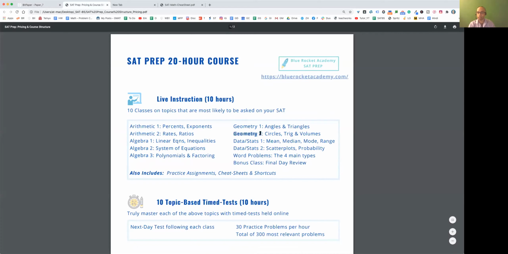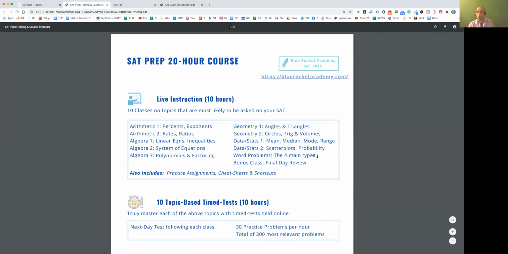You're a master of that. Geometry 2, circles, is important. Trig is important, but it's going to be covered quickly. I'm just going to show you what's important, and volumes is important. Then data sets, we just finished that a few days ago. We're going to cover scatter plots. Data sets is super important. Word problems. Oh my God.